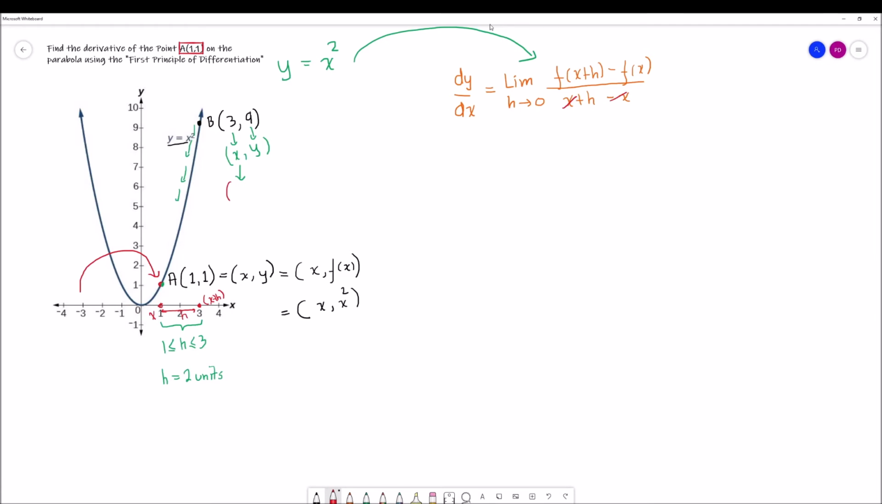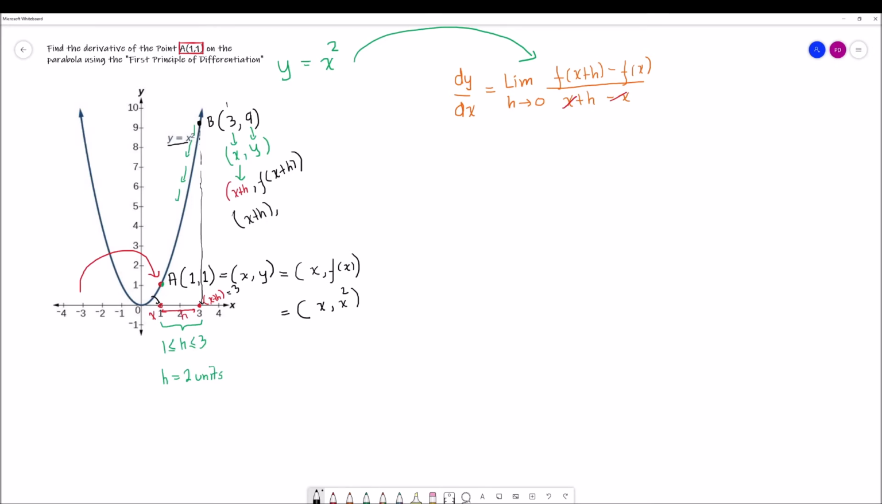Correct? So we can say that x is actually x plus h, because this is the point 3. And this 3 is actually x plus h, because this is x and this is h, and this point is x plus h. So we can say that the x value is actually x plus h, and we know that y is a function of the x value, and our x value is x plus h. We can also write it like this: f of x plus h. And what is the function of x plus h?